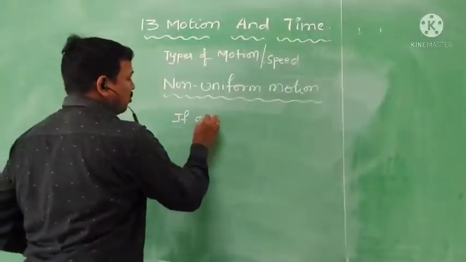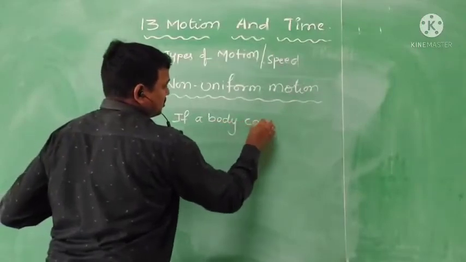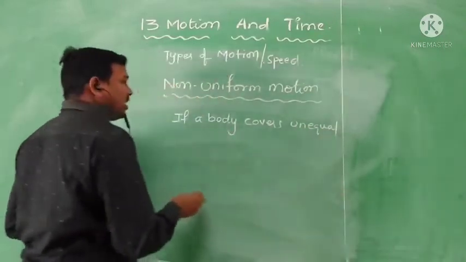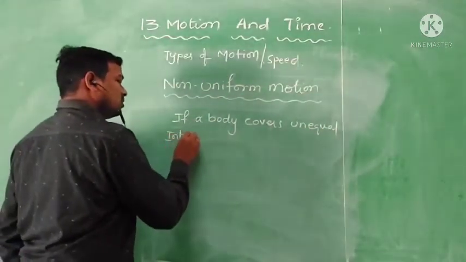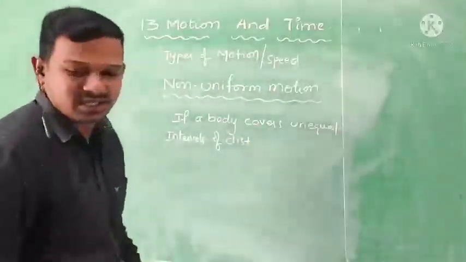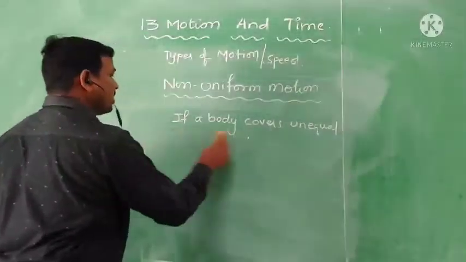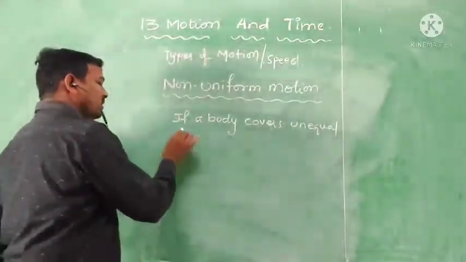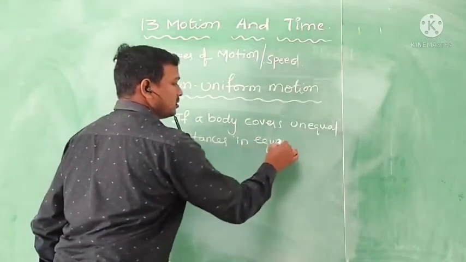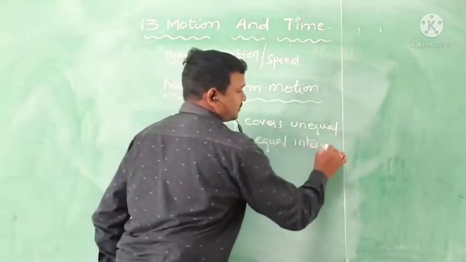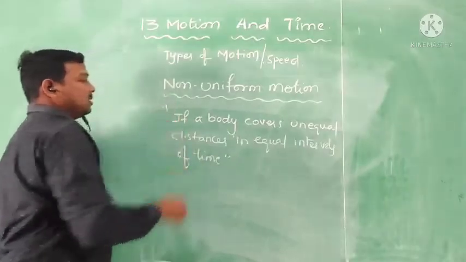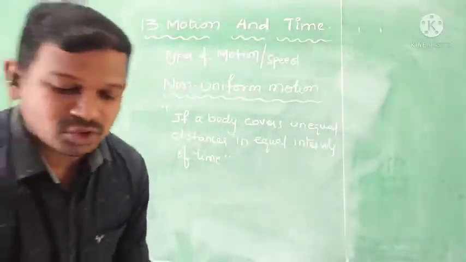If a body covers unequal intervals of distances, otherwise unequal distances also we can write, unequal distances in equal intervals of time. Okay children, this is about the non-uniform motion.